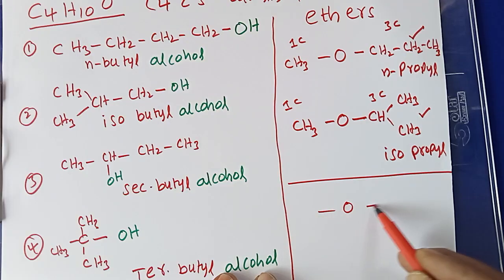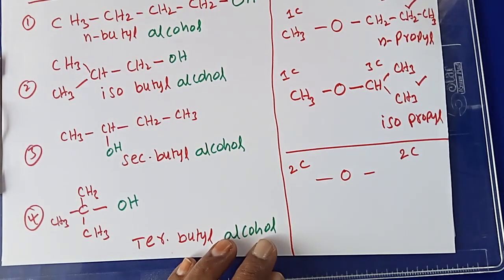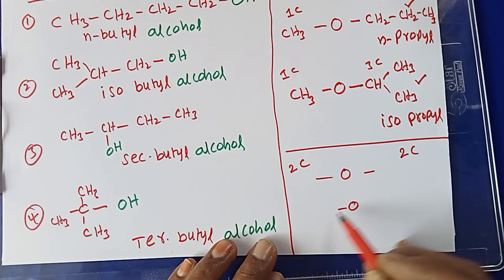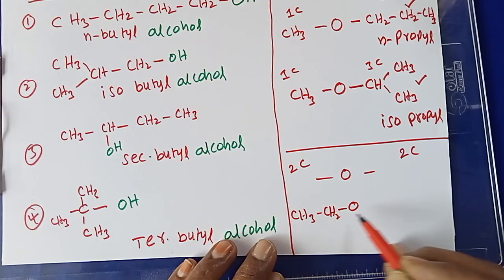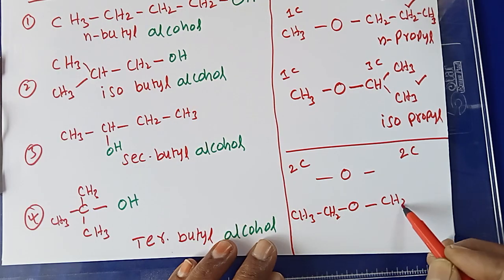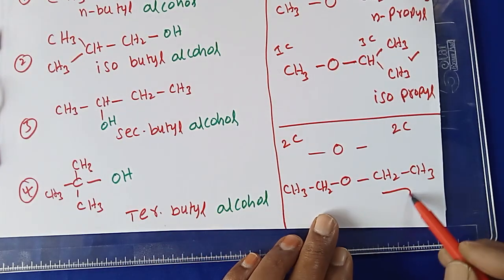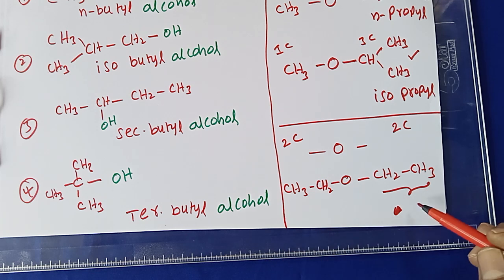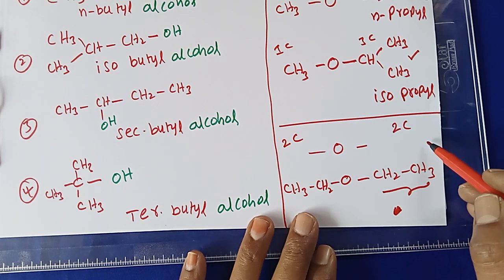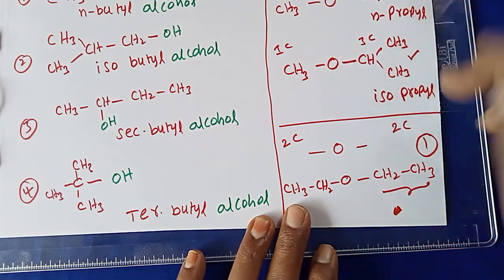Ether, this side left side 2 carbons, right side also 2 carbons. So 2 carbons on the left means which group? 2 carbon alkyl is ethyl. And this side also which group? Ethyl. CH2, CH3. And we know ethyl, how many ethyls? Only one ethyl. There is no isoethyl, secondary ethyl. No, only one. That's why this is one ether. And these are how many ethers? 2 ethers.